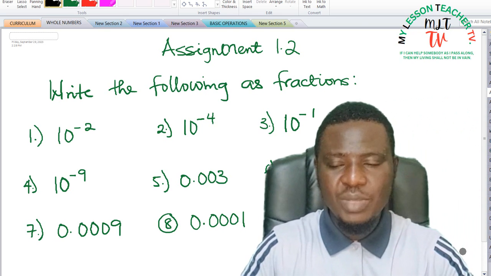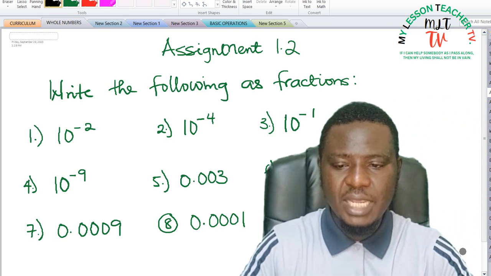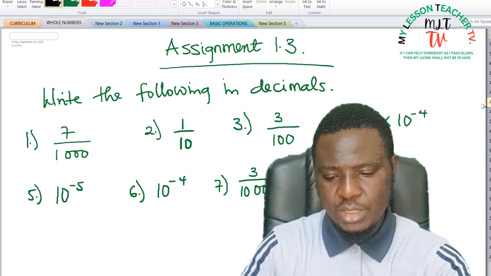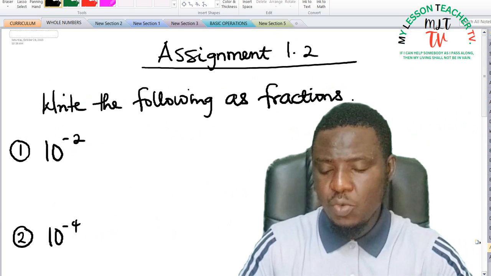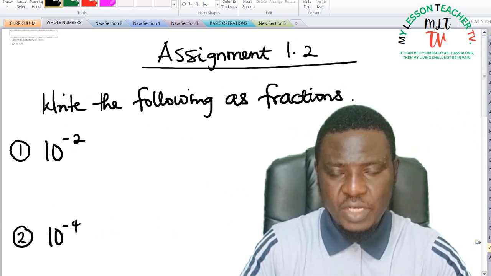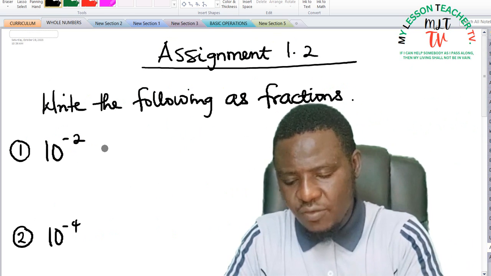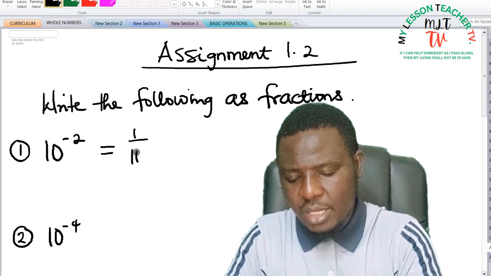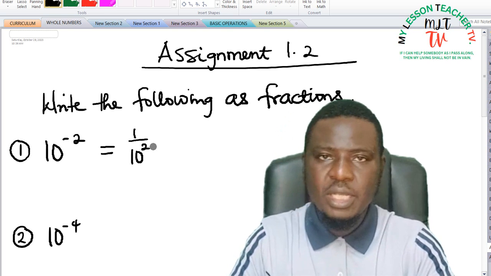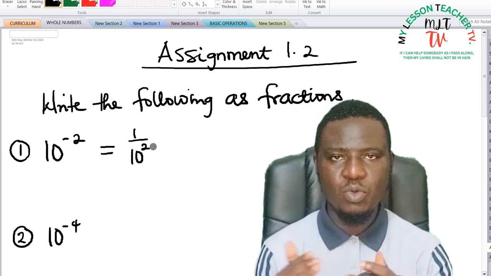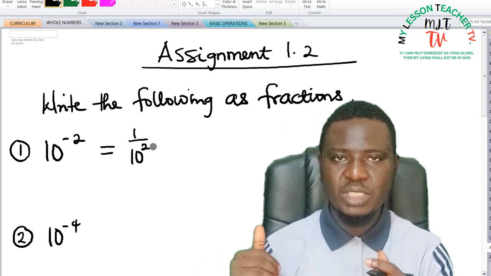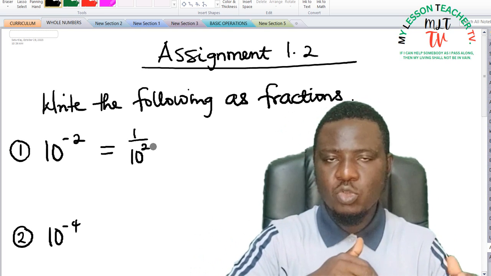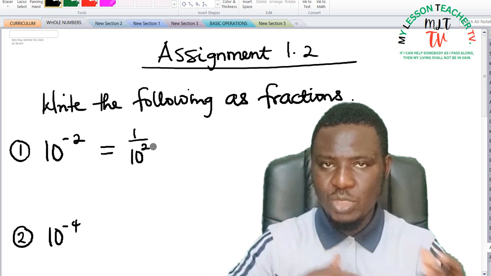In today's class, I shall be giving you the solutions to the assignment I gave you on exercise 1.2 and 1.3. In assignment 1.3, we are asked to write the following as fractions. And writing this as a fraction, this is equal to 1 divided by 10 squared. This is going to be the reverse process of what we did in expressing fractions and decimal numbers in standard form. So it's going to be the reciprocal or the opposite of what we did.